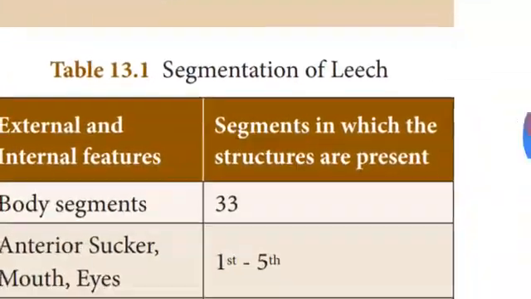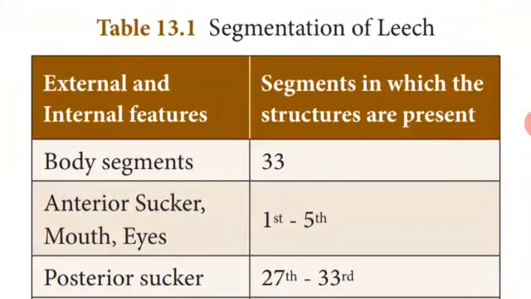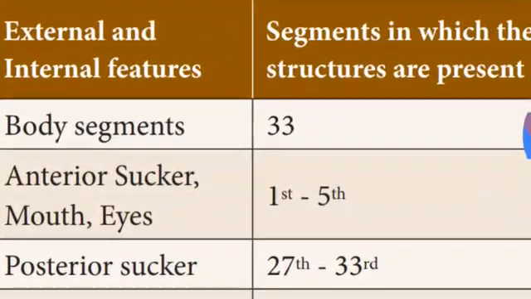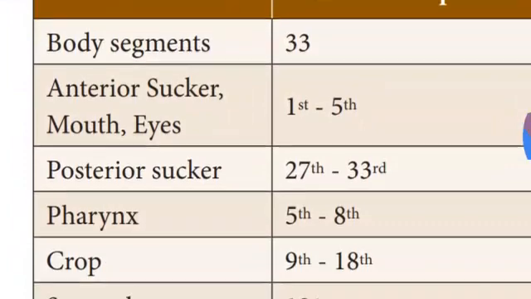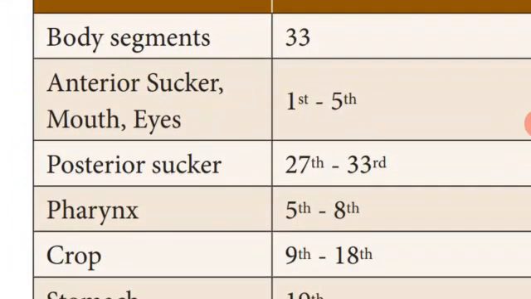And then segmentation of leech, that is external and internal features, and the segments in which the structures are present. The total number of body segments is 33. The anterior sucker, mouth and eyes are located in the first 5 segments. The posterior sucker is occupied by the last 7 segments, that is the 27th to 33rd segment.